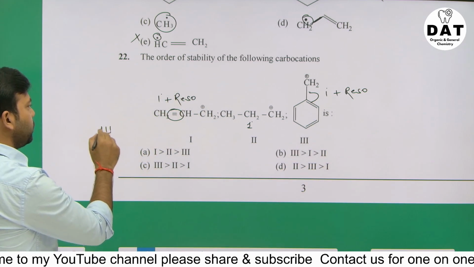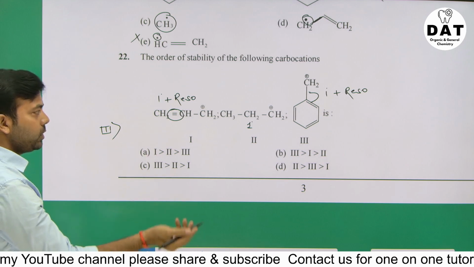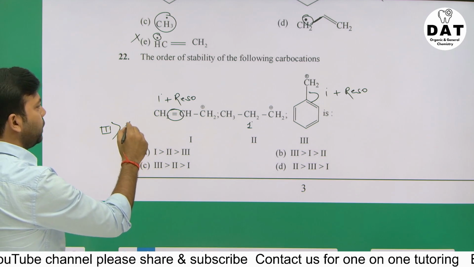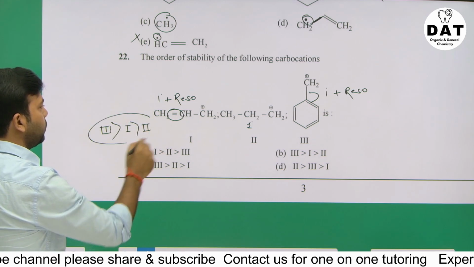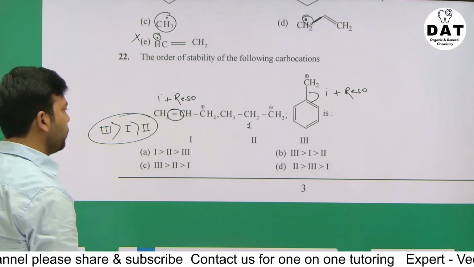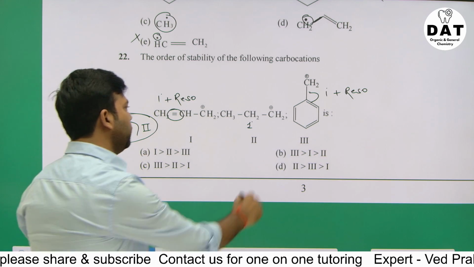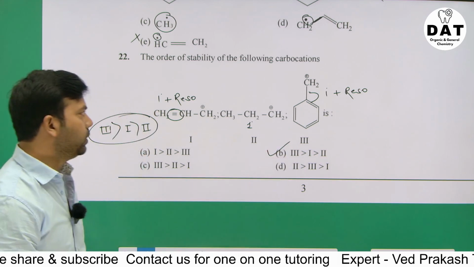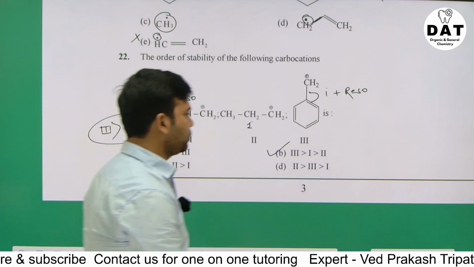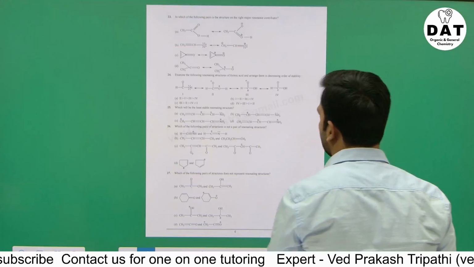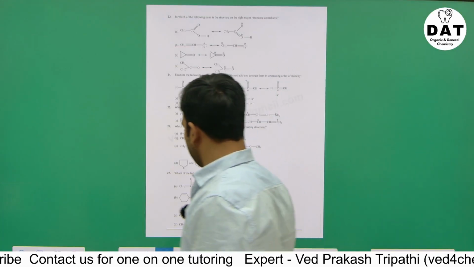Third is the most stable because it will form more resonance structures than first, and in the last, second. So third, first, second. Which option? Option B. Third, first, and then second. Clear? Now 23.